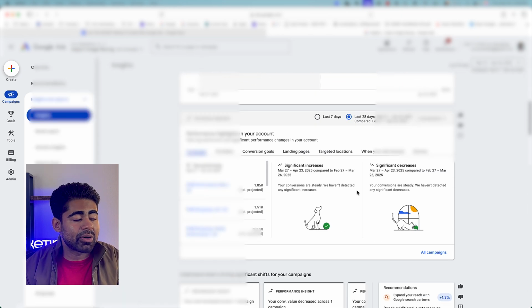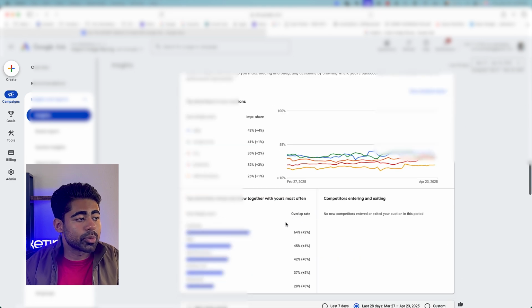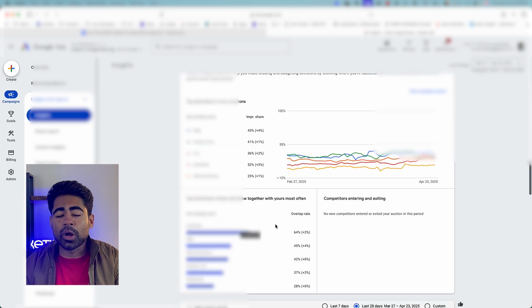This is how I'm digging deep into the insights to further understand where my ads could be improved and changing things accordingly. But this is a hidden gem which we use for 99.9% of the brands which we work with.